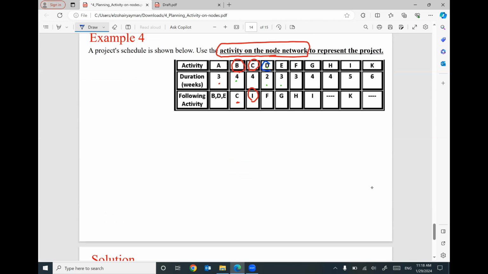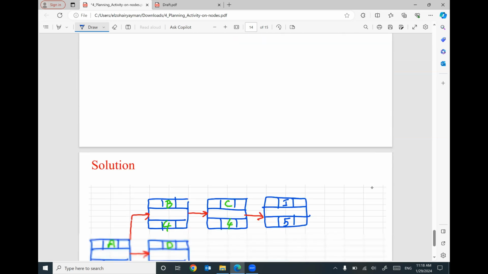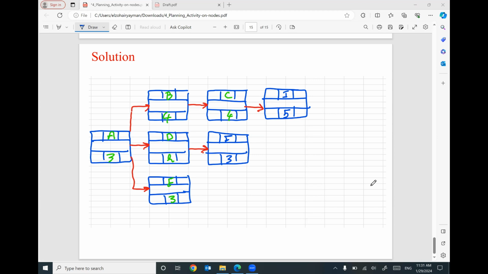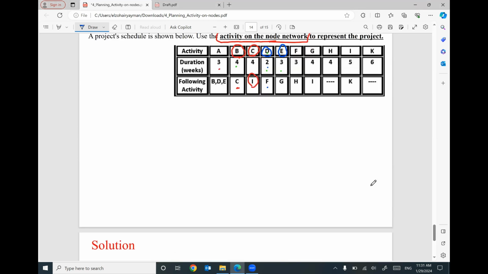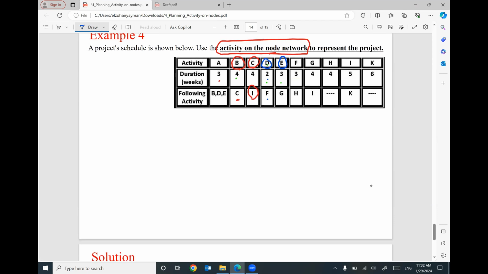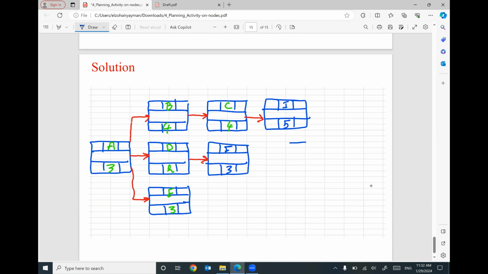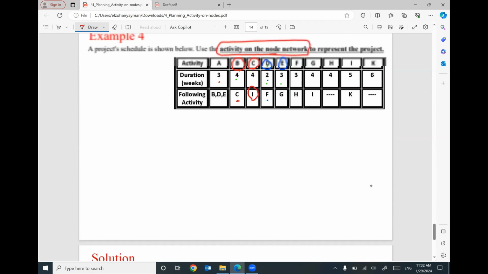Okay. For D, with the duration 2, the following is F. So after D, I can put F here. F has a duration equal 3. So after I put F with a duration equal 3, make sure the following for F is H. So after F, I can put H here with a duration equal 4. And the predecessor is F, and the following for F is H. So this is for F.